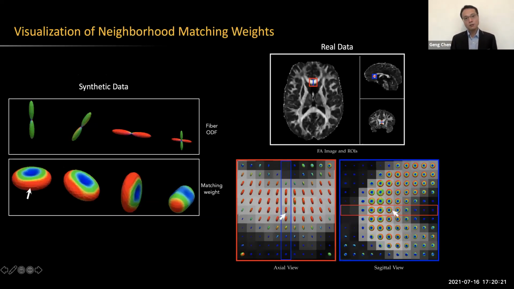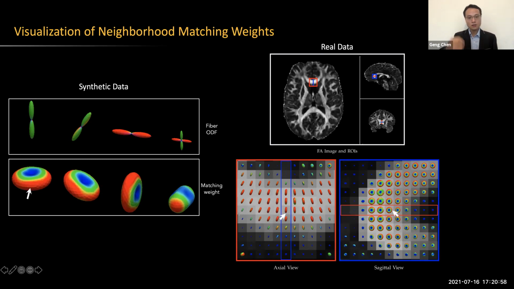First, I would like to show some visual results for the neighborhood matching weight. I would like to show 2 sets of results here. First is based on the synthetic data. The top row is fiber ODF. Fiber ODF is a 3D function to represent the fiber orientation. In this one, the fiber orientation is vertical. This one changes slightly. And this one is a crossing fiber.